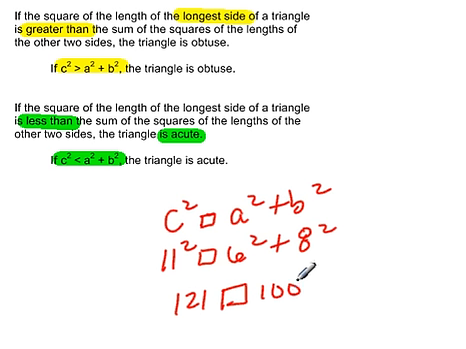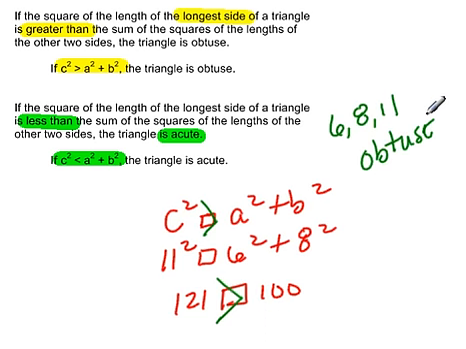Now let's think, is 121 greater than or less than 100? Well, 121 is indeed greater than. So we have C squared is greater than A squared plus B squared. So that means that this triangle with the side lengths of 6, 8, and 11 is obtuse according to our theorem, because C squared is greater than.